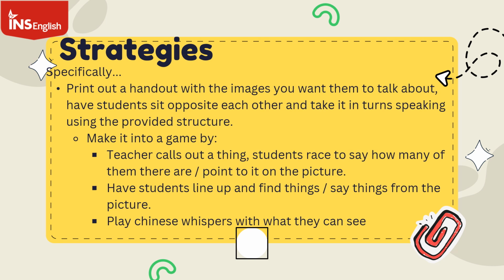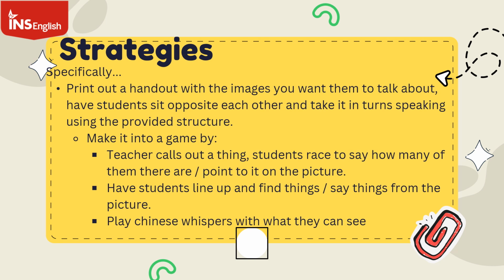Make it a game, so a teacher could call out something and the students have to race to say how many there are. For example, if there are 4 watermelons and 3 bananas, the teacher calls out, how many watermelons are there? And then the students have to race in pairs to say, there are 4 watermelons.